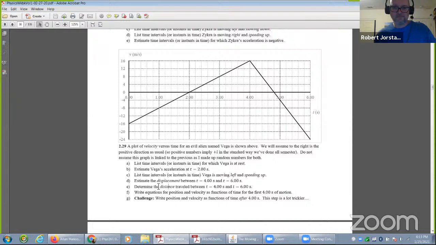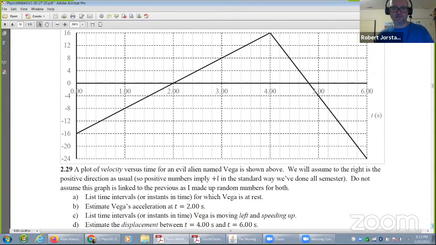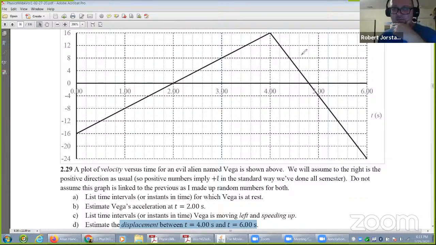And then let's look at this one. How about distance and displacement? Let me get back into here. Let's do 200 again. Again, we've got a VT plot. How do you get the displacement between 4 and 6 seconds? How do you do that? Do you remember? Area under the curve. Area under the curve.